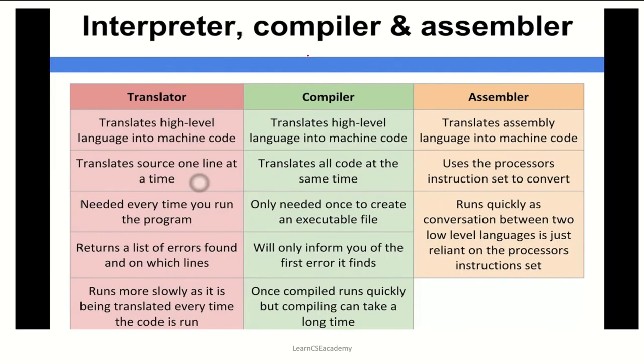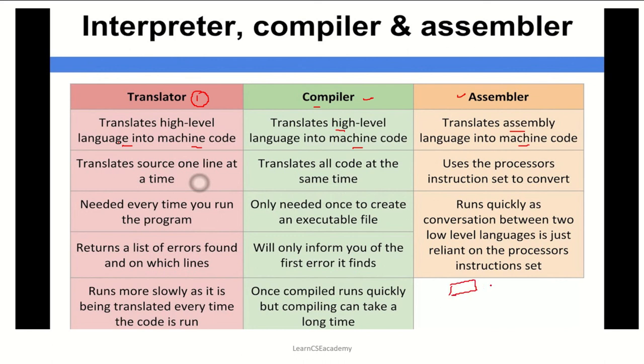What are the language translators? Broadly, we have the interpreter, compiler and assembler. Here is a short comparison of these language translators. An interpreter translates the high level language program into machine code, whereas the compiler also translates the high level language into machine code, and the assembler converts the assembly language program into machine code.